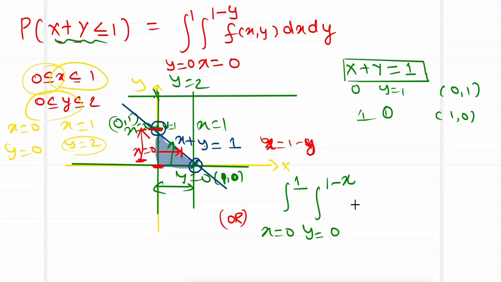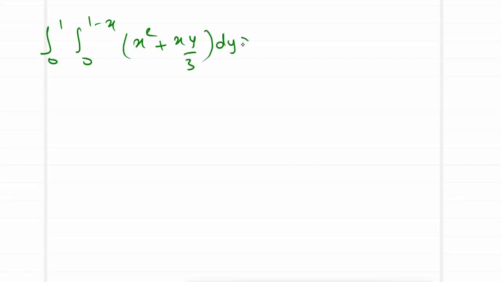So this is going to be the function f of x comma y, which is x squared plus xy divided by 3. And now y has come first, so I write dy first and then integrate with respect to dx. You can use either this way or this way. I am choosing the second method and we will see what the answer is. So the integral from 0 to 1, 0 to 1 minus x of x squared plus xy by 3, with dy and dx.